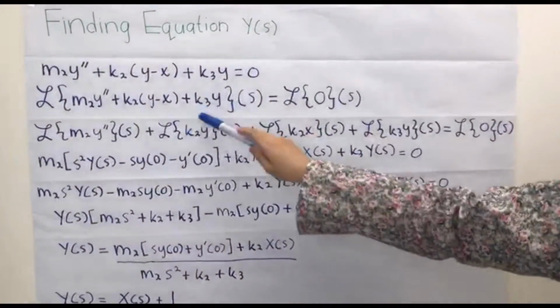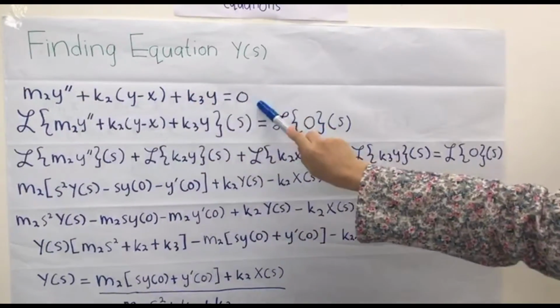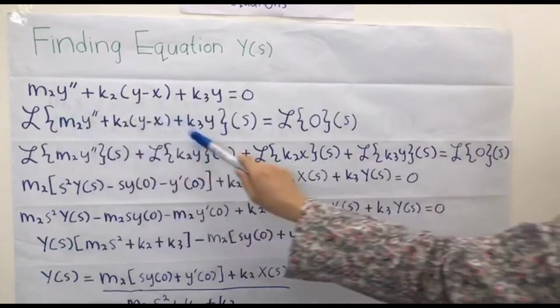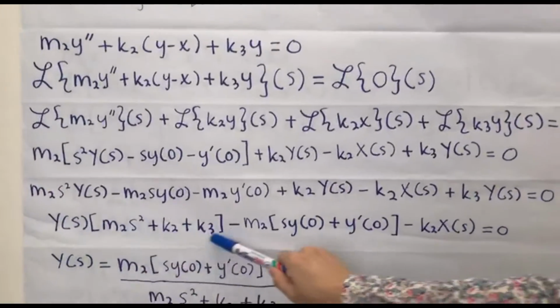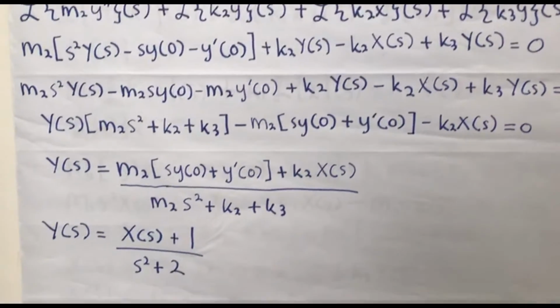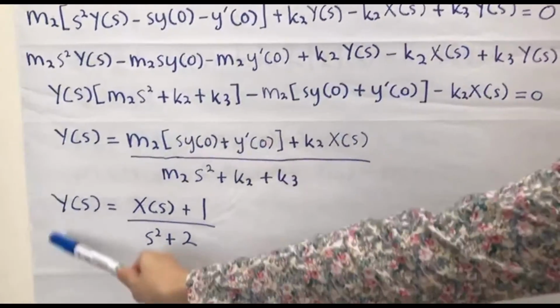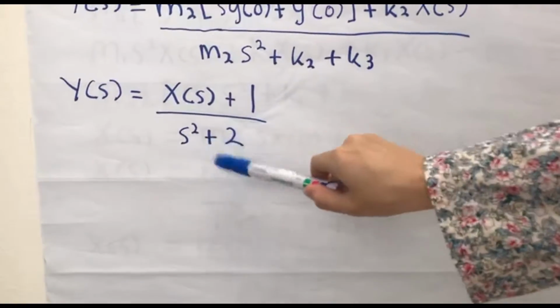Moving on, to find the equation of Y(s) using the second linear differential equation, we take Laplace on both sides. Performing Laplace transform, we get this equation. Then we substitute the initial conditions. Finally, we get the value of Y(s) equals (X(s) plus 1) over (s^2 plus 2).